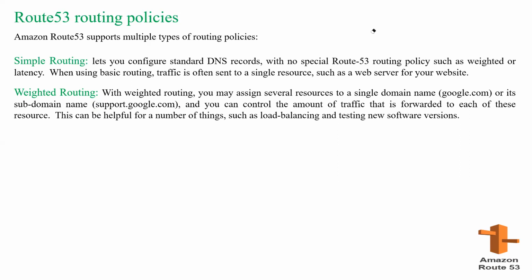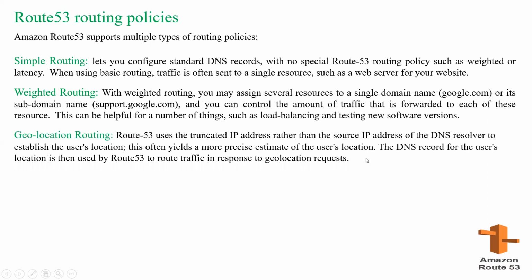Okay, so the next type of routing available is called geolocation routing. Route 53 uses the truncated IP address rather than the source IP address of the DNS resolver to establish the user's location. What does that mean? If you're accessing msn.com from an India location, the moment you see the web page of msn.com, you will see all the contents related to India.